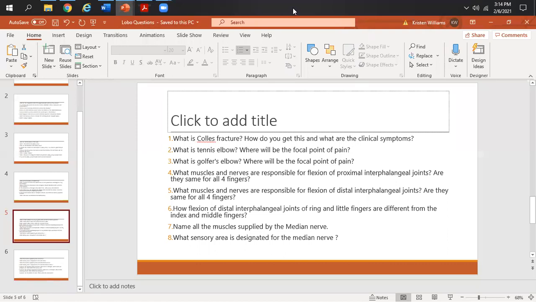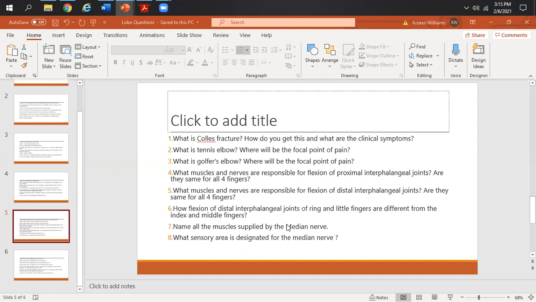So far, so good? Okay. Cool. So, number 6, how is flexion of your distal interphalangeal joints of the ring and little finger different from the index and middle fingers? Well, we just talked about that with superficialis versus profundus.